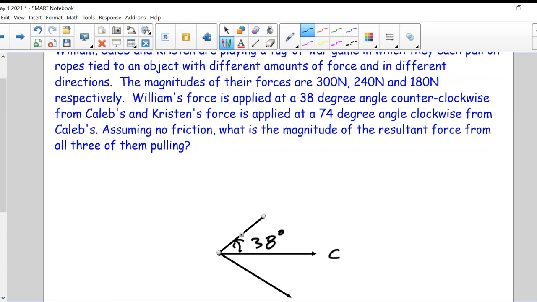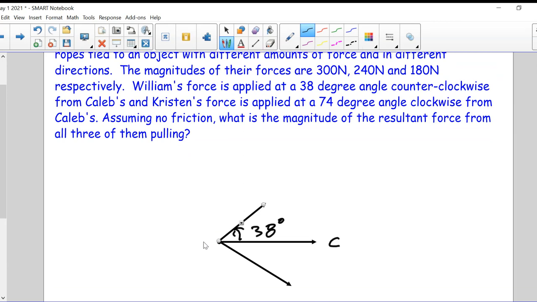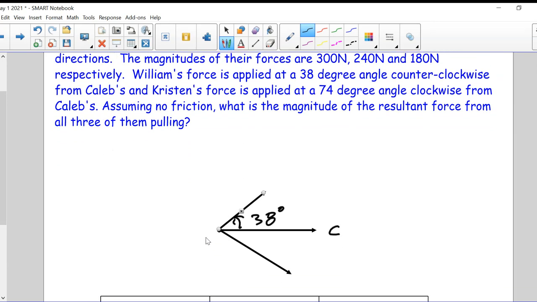Oh, by the way, Caleb's force, we'll get to the magnitude in a little while. This is William, by the way. The other force is Kristen, and Kristen is 74 degrees clockwise from Caleb. So here's Caleb right here, and it's 74 degrees going this way. All right, hopefully I haven't left anybody behind so far. And I'm going to put K for Kristen.